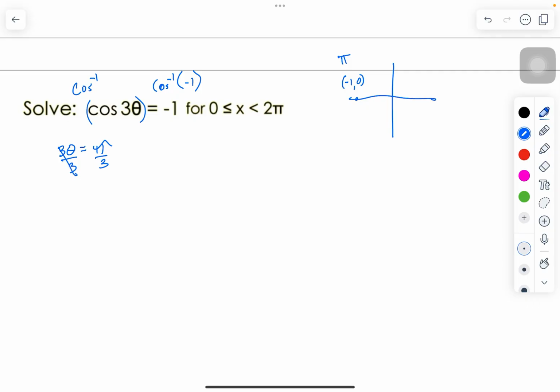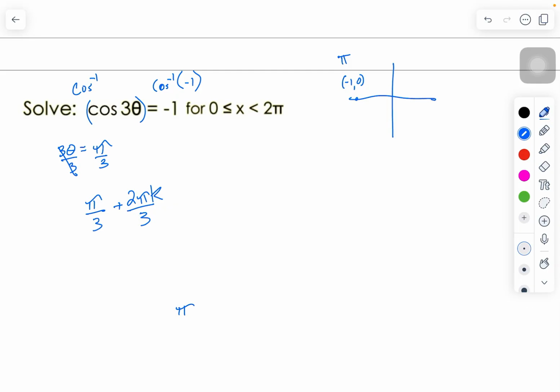is pi over 3. Now, in general, I would go pi over 3 plus 360k because the period in cosine is a full revolution of 360 degrees. But in terms of radians, that's going to be 2 pi k. Well, if I take that and divide by 3, my full period or full revolution is no longer 2 pi. It's now 2 pi over 3 or 2/3 pi.